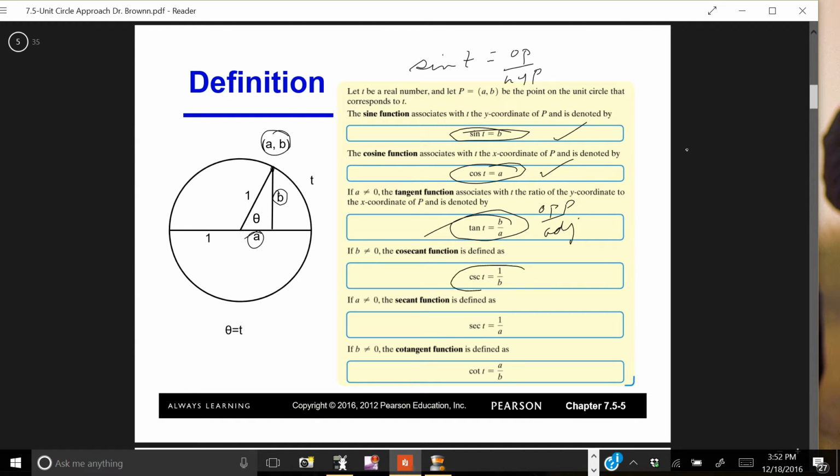The cosecant, remember, is the reciprocal of the sine, which is 1 over b. The secant is the reciprocal of the cosine function, which is 1 over a, and the cotangent of t would be the reciprocal of the tangent, which would be a over b.